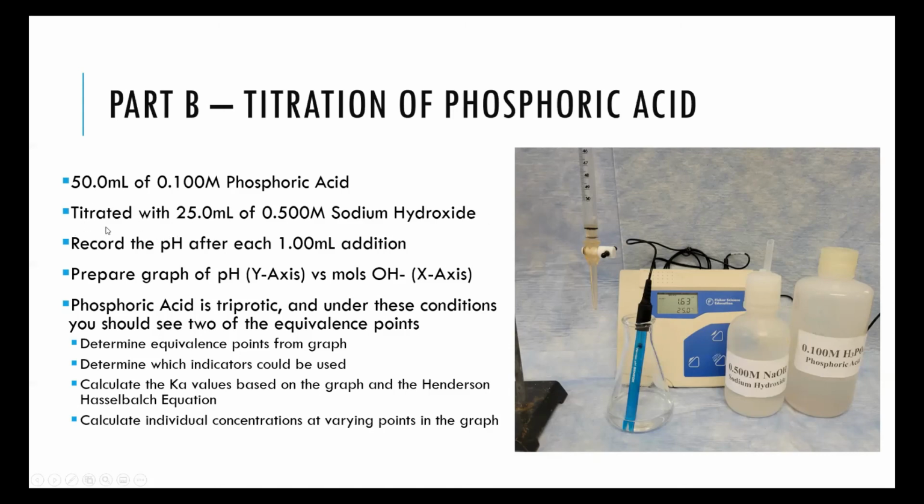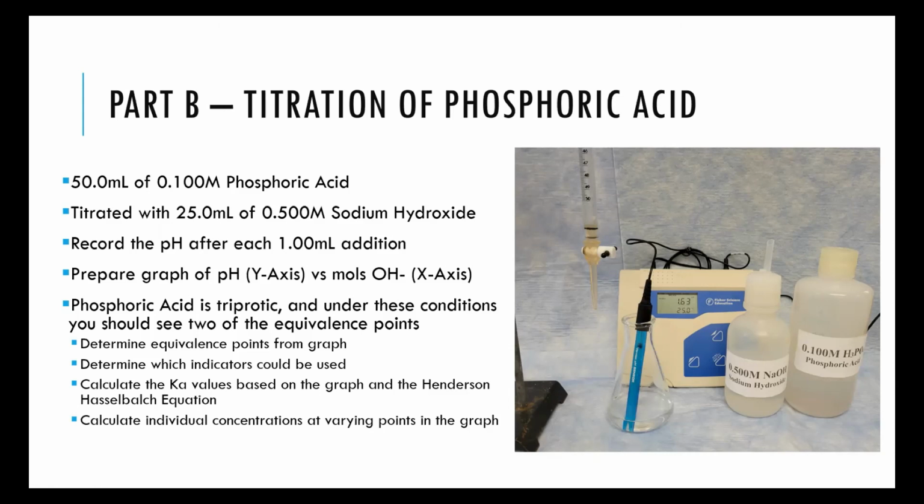So you're going to titrate this 50 milliliters of phosphoric acid with a total of 25 milliliters of 0.5 molar sodium hydroxide. Each time you add exactly 1 milliliter from the burette, you'll pause and record the pH again. This way you can prepare a graph of the measured pH value on the y-axis versus the moles of sodium hydroxide that were added.